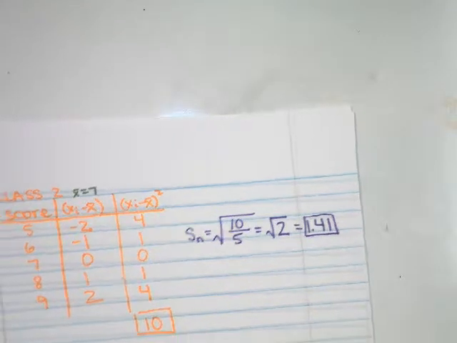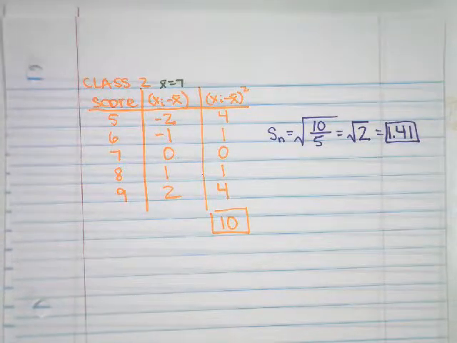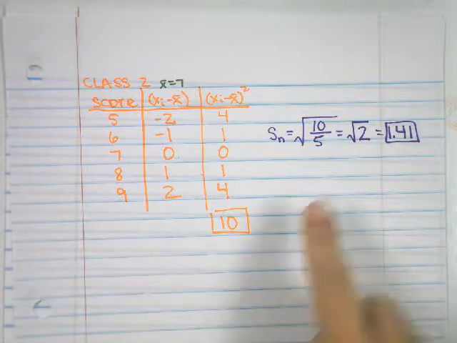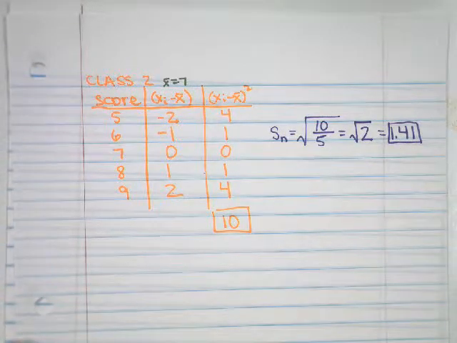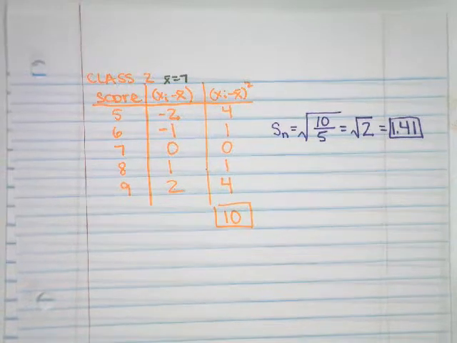So what would we expect for class 3? Class 3's values went as small as 3 and as big as 11. So they're more varied than the other two groups. So we would expect our standard deviation to show more variance. So we should expect it to be bigger.